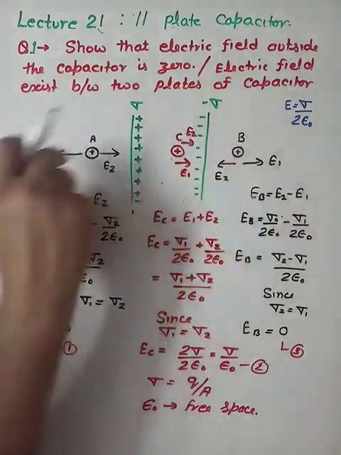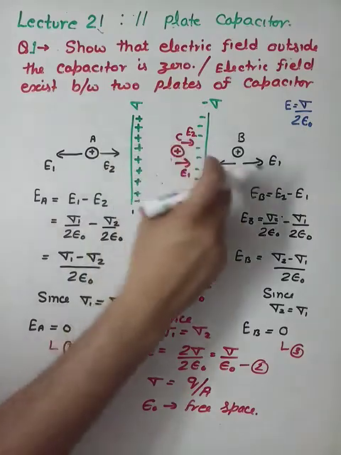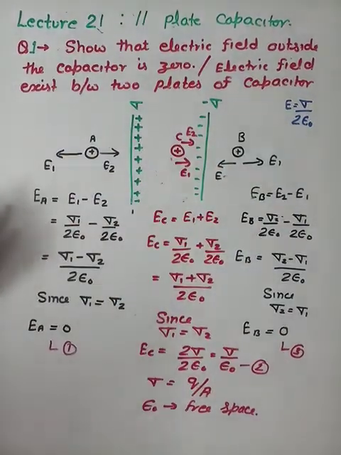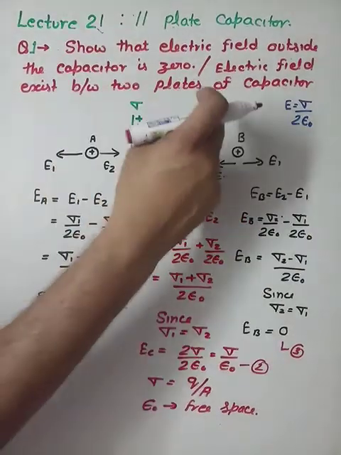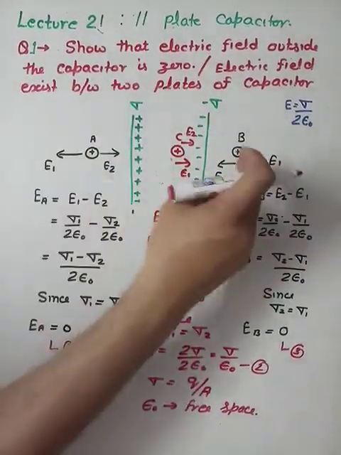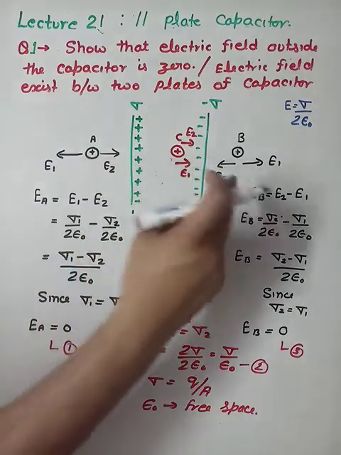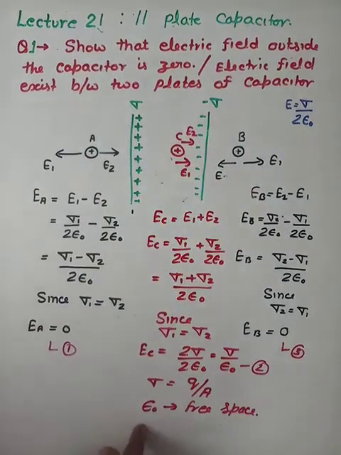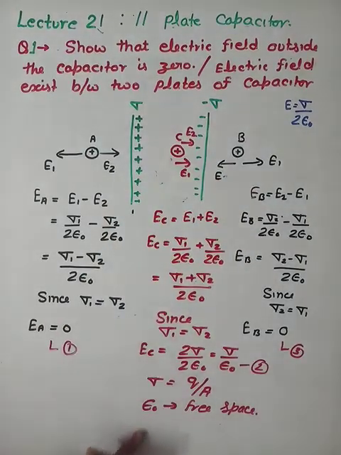Now there is no need to solve the electric field outside the two plates each and every time. It is very much clear. If we have two plates carrying equal and opposite surface charge density, then electric field on either side of the two plates will be 0. It exists only between the two plates.